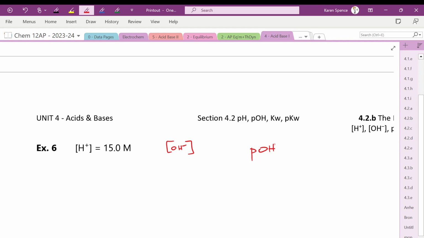What is the value of pKw at 25 degrees Celsius? Okay. And if you do number 6, you can try number 7.